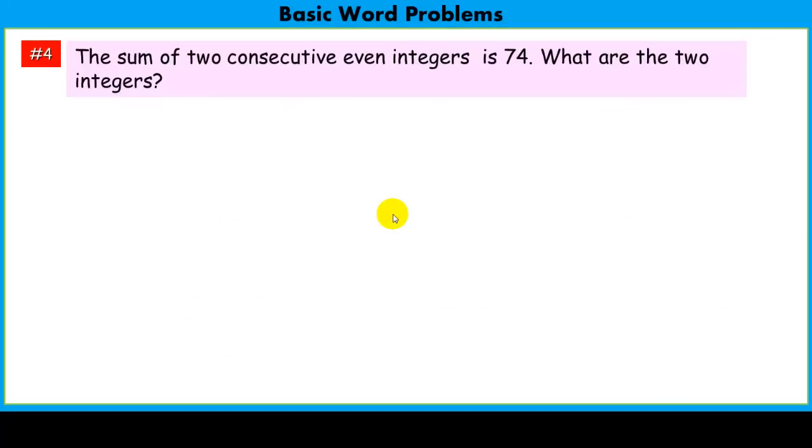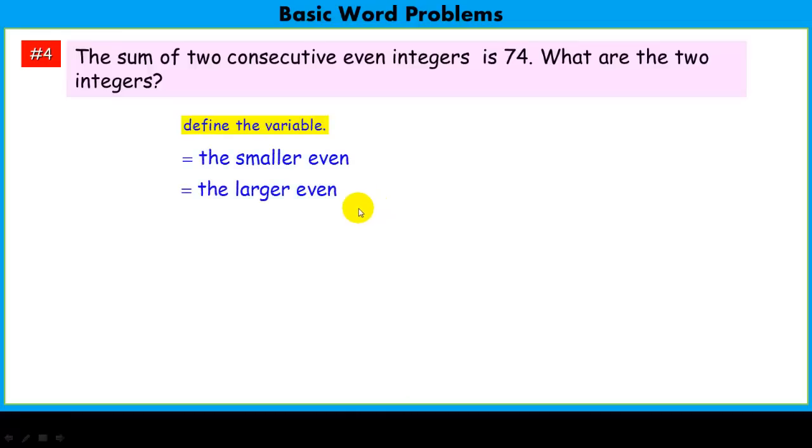Number 4, the sum of 2 consecutive even integers is 74. What are the 2 integers? Well, we have a smaller even and a larger even. And 2 consecutive means what, 2 integers in a row? Well, what's the difference between any 2 even integers? Think of 2 even ones, like for example 12 and 14. What's the difference here? We add 2. Going up to the next one, 16, we add 2. So what do we do to go to the next larger one from x? We add 2.